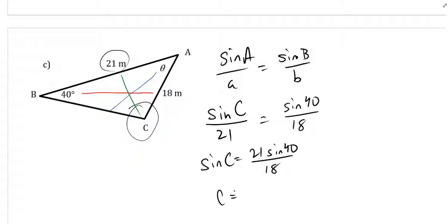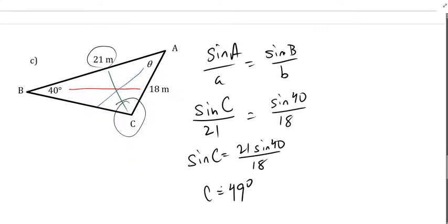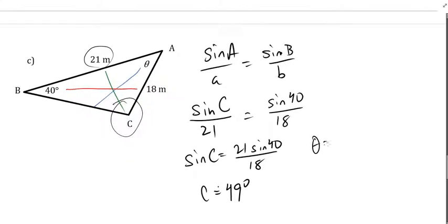I got 48.5, so 49 degrees. Does that look right to everybody? Nice. But that's not what we were supposed to find, so what do I do now? We're complete. Very good. So theta is 180 minus 40 minus 49. And that gives me 91 degrees.